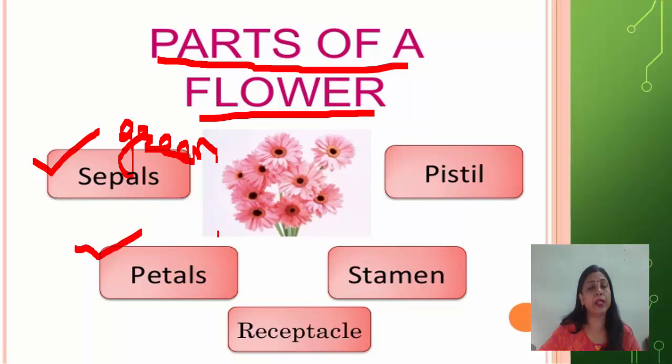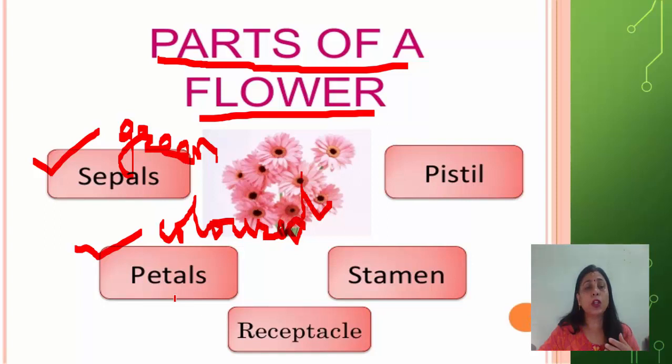Next part is petals. Petals are the brightly colored part of the plant, and these petals attract insects for pollination. Petals are either brightly colored or sweetly scented, meaning either they have a very good fragrance or very bright colors, so that insects get attracted towards them and help in pollination. Now the third is receptacle. Receptacle is the stalk of the flower, that is the receptacle.